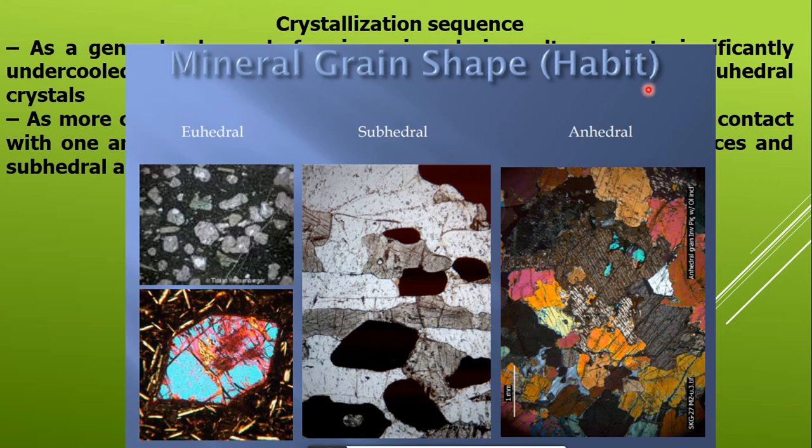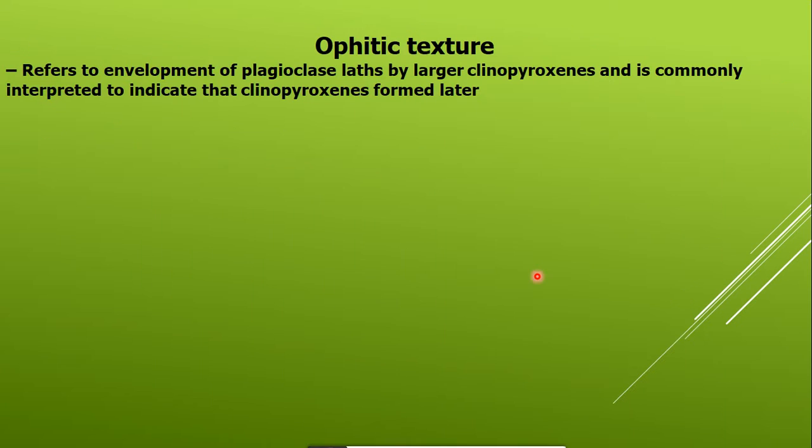Mineral grain shape or habit: euhedral crystal, the sides are perfectly developed. Subhedral crystal, the sides are partially developed, and anhedral crystal, the sides are not developed. This type of crystal is formed very early, then this, then finally this.